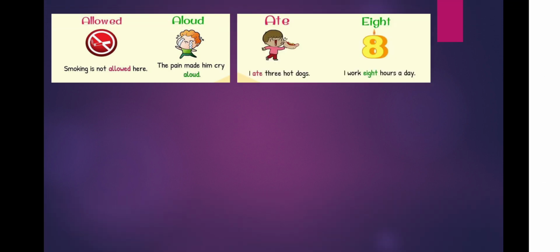Okay, so next we are going to read about ate and eight. We all know ate is the second form of eat. So to eat, we can say ate. Here's the example: I ate three hot dogs. And on the other side, eight is a digit, right? It's a mathematics digit like 1, 2, 3, 4, 5, 6, 7, 8. So we can use it as a digit, right? I work eight hours a day.